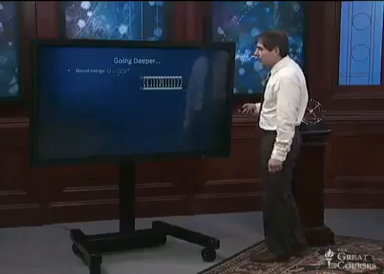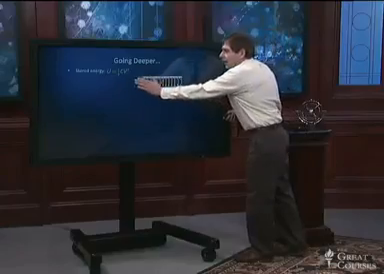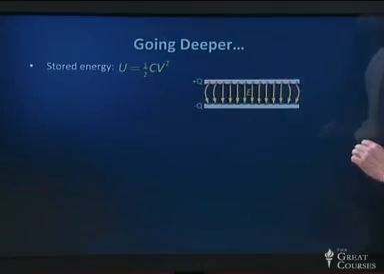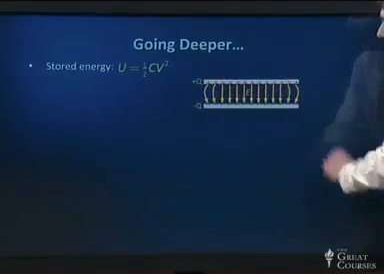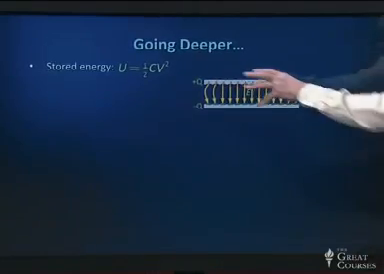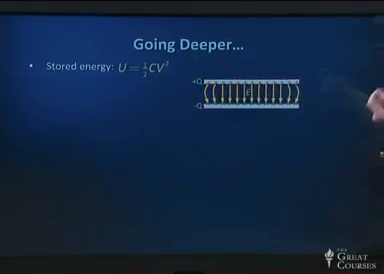And let me begin by doing a calculation here on our monitor. So let's go deeper. We know that the energy stored in a capacitor is 1/2 CV squared. Here's a picture of a charged capacitor. It's got an electric field in it, and I want to work on this expression a little bit to give you some deep insights into stored electrical energy.